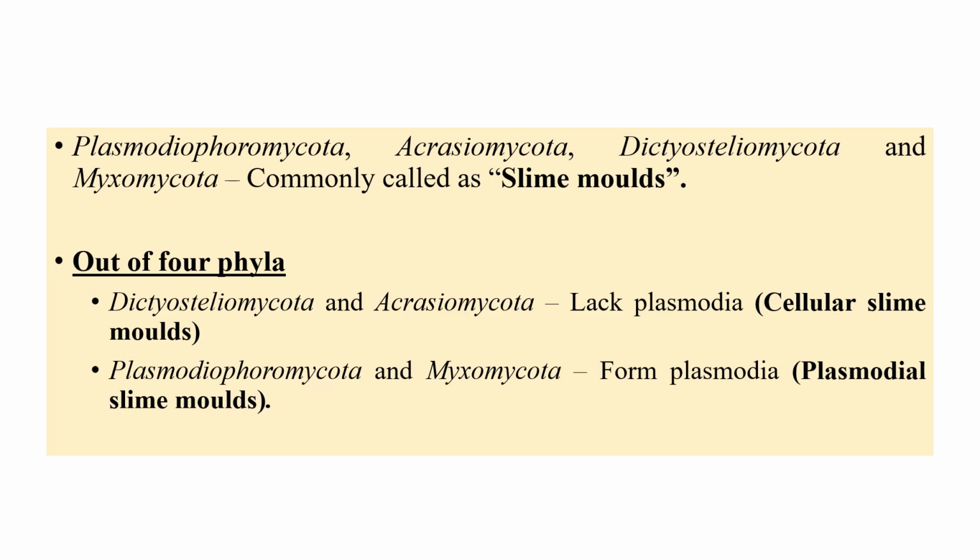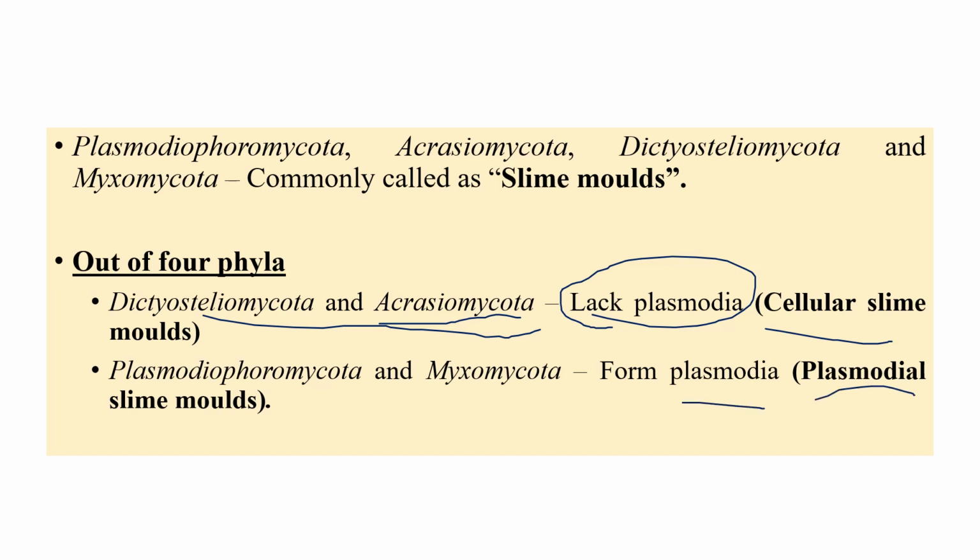If you go into detail, Dictyosteliomycota and Acrasiomycota lack plasmodia, because a special feature of these protozoans is that a few of the members can produce plasmodia. Plasmodium is nothing but a multinucleate mass of protoplasm. So Dictyosteliomycota and Acrasiomycota produce no plasmodia. That's why they are called cellular slime molds. Plasmodiophoromycota and Myxomycota produce plasmodia. That's why they are called plasmodial slime molds, or true slime molds.